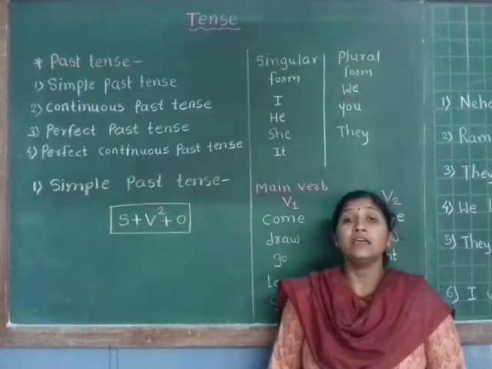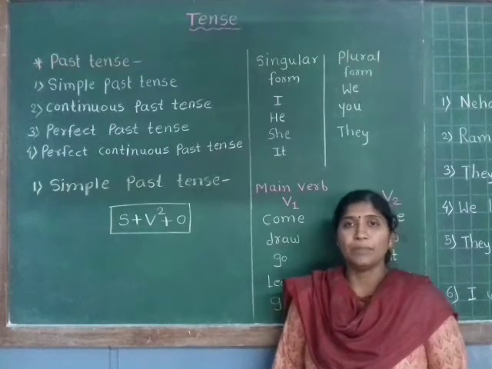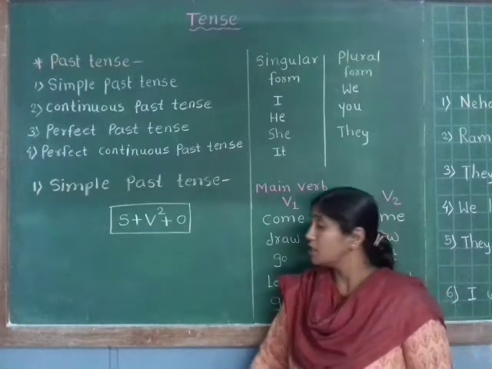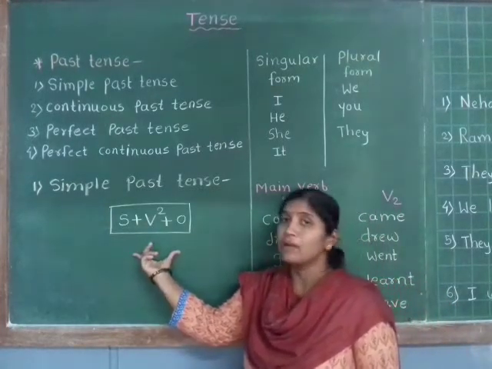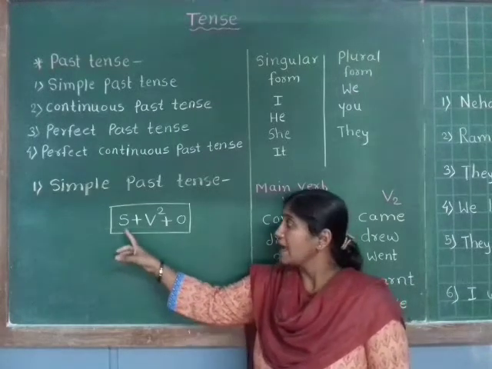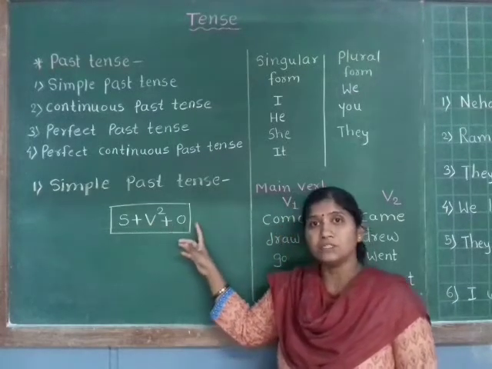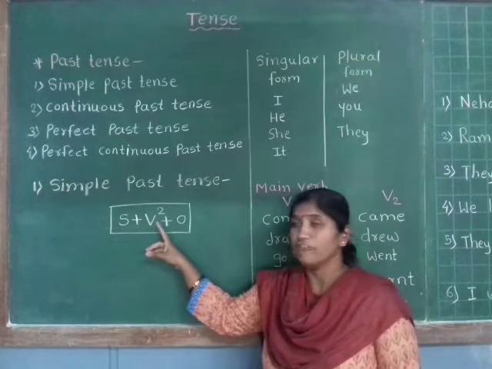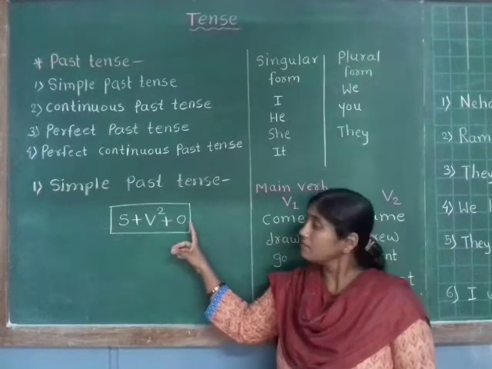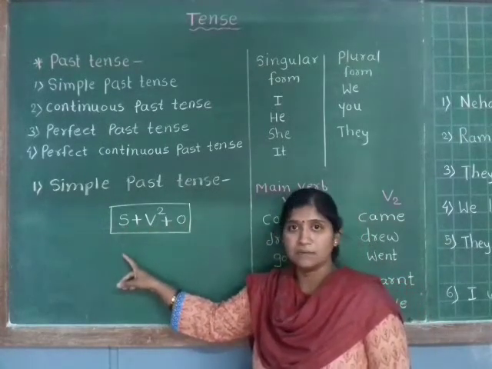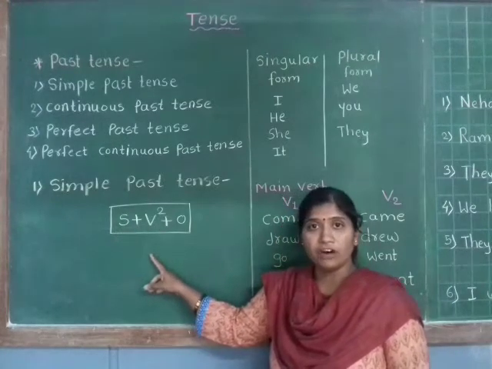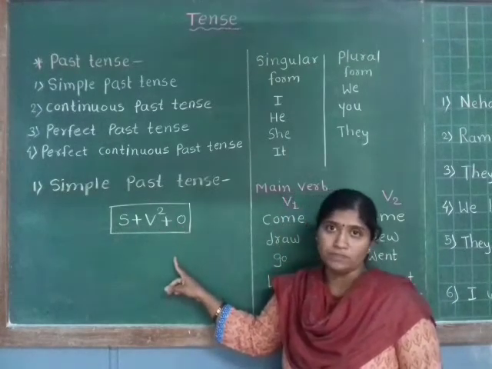First we will see the formula of simple past tense. So students, the formula of simple past tense is S plus V2 plus O. Here S means subject, V means verb, and O means object.